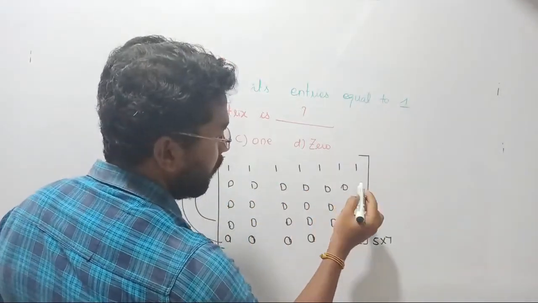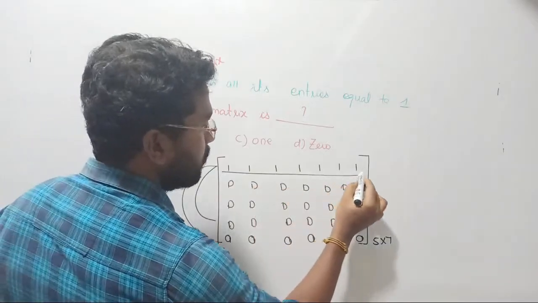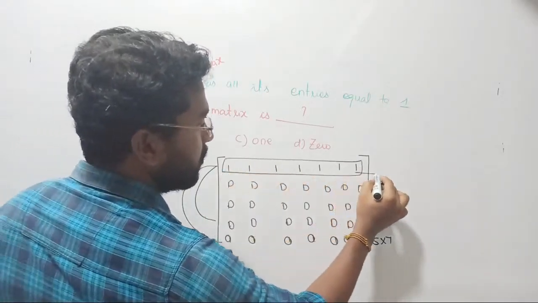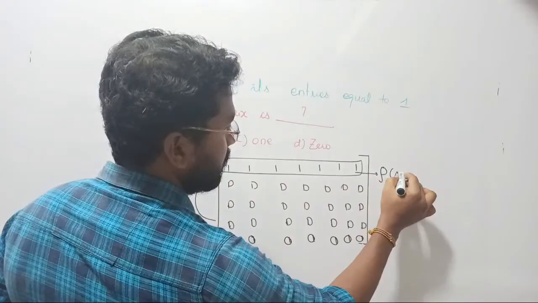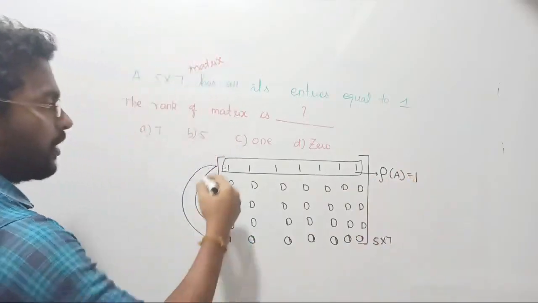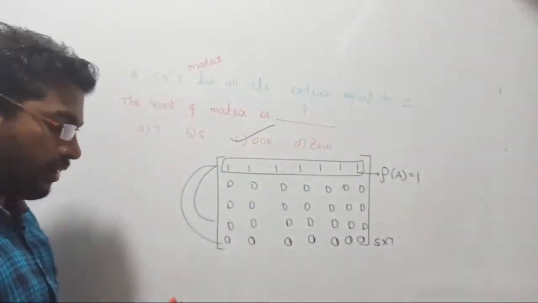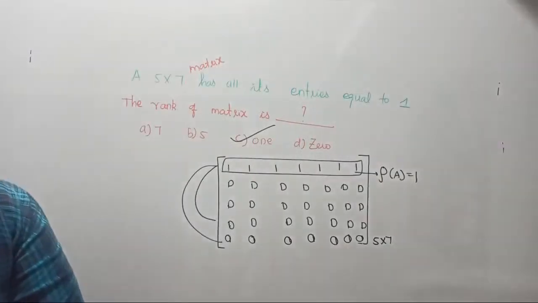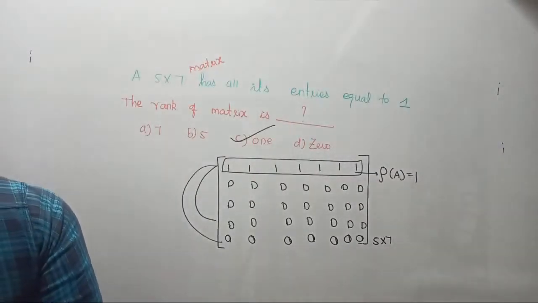Clear? Finally, what will you get? There is only one non-zero row. So what is the rank of the matrix? The rank of the given matrix is equal to 1. Clear? So the correct answer is option C. Okay, fine. Let us go ahead with the next one.